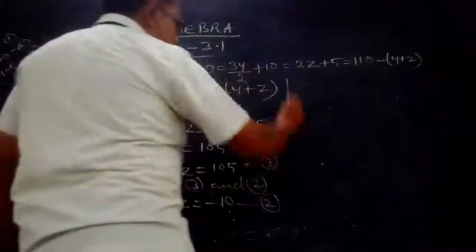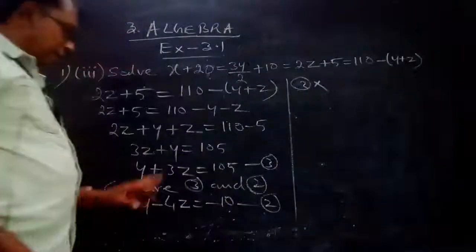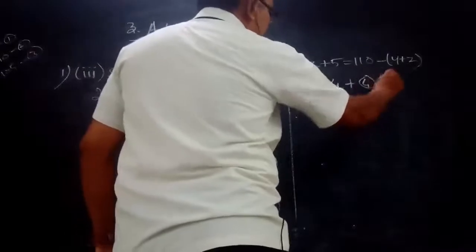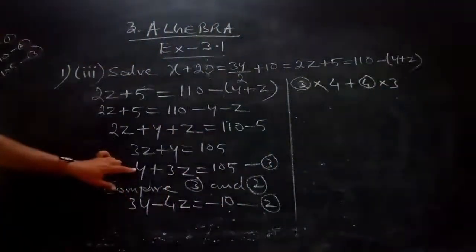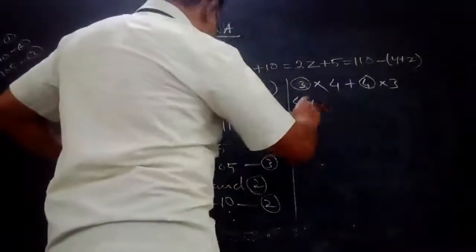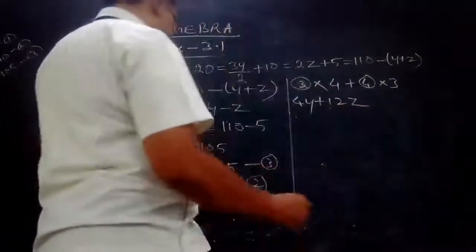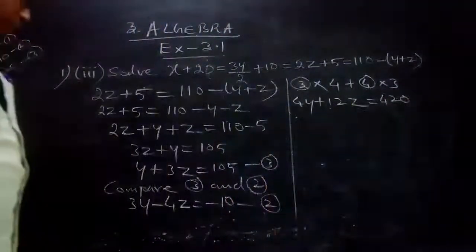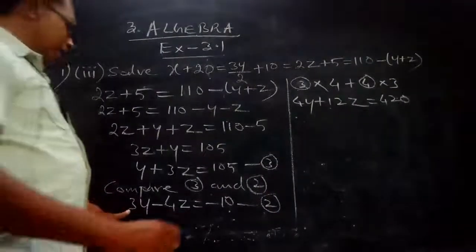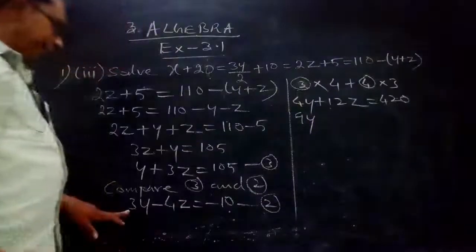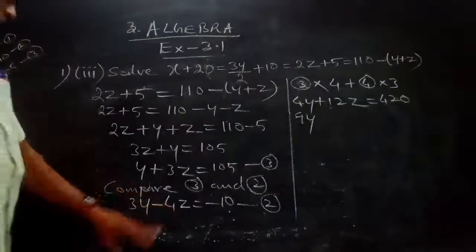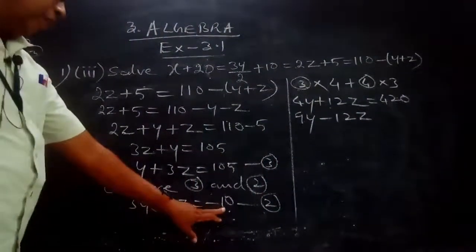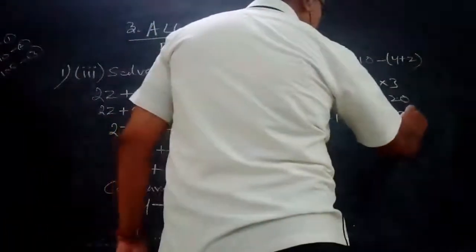Now the third equation multiplied by 4, plus the second equation multiplied by 3. The third equation multiplied by 4 gives 4y plus 12z equal to 420. Next, the second equation multiplied by 3: 3 into 3y is 9y, then 4z times 3 is 12z, therefore minus 12z, and multiplying 10 by 3 gives minus 30.